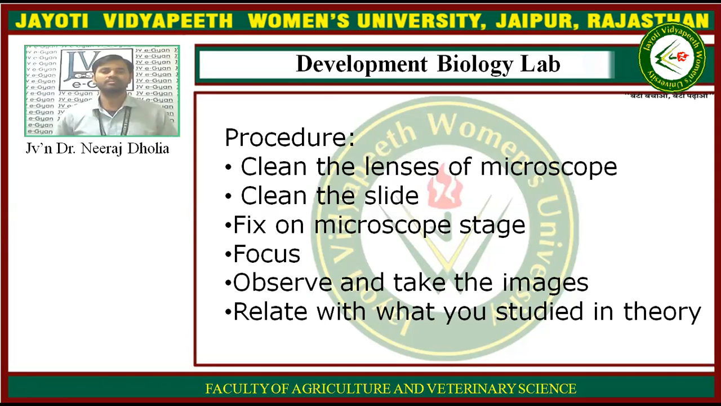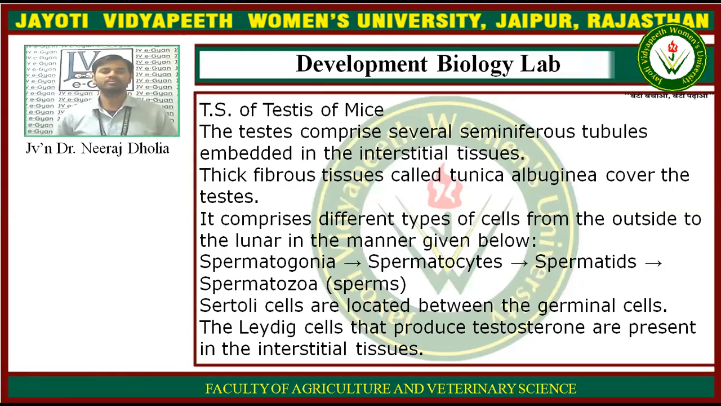So the procedure: first of all, you will clean the slide and lenses of the microscope. Then you fix the slide on the stage of the microscope, and you will focus and observe the anatomy of the testis. So you will visualize the things, and you can relate whatever you study in the theory session. The testis is found in a pair in the males.